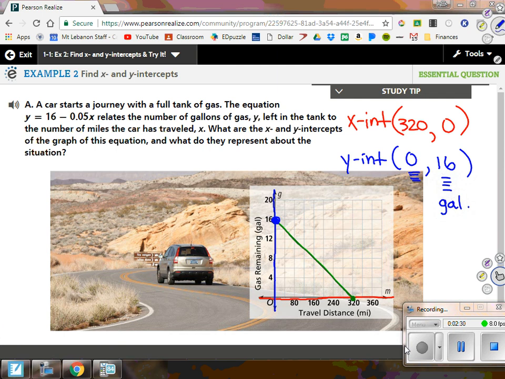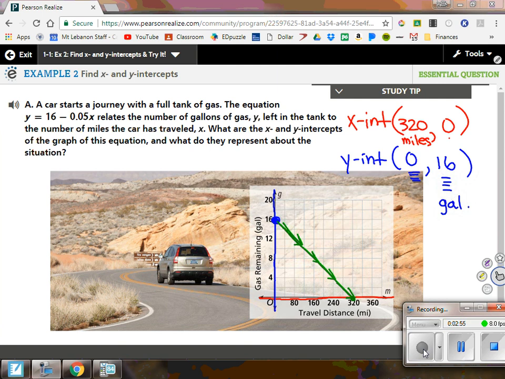All right? For the red one, let's see, as you're going along here, you're driving, you're running out of gas because you're going farther and farther. Once you get to 320 miles, you ran out of gas. You have 0 gallons left, so that's what it represents in this problem.